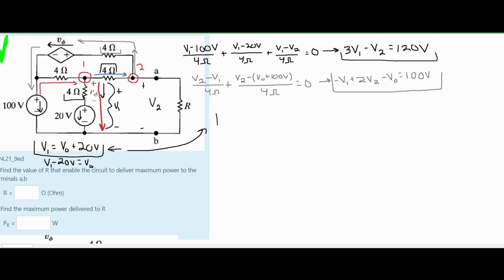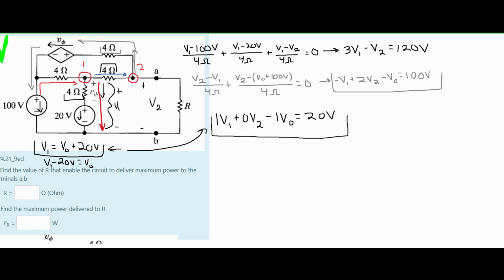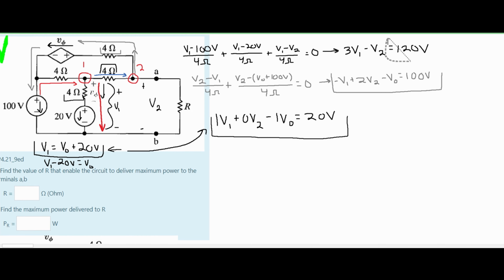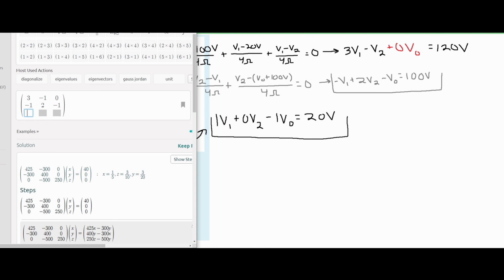We're going to have a 1 V1. We don't have a V2, so we're going to do plus 0 V2. This will help when we plug it into a matrix calculator. Minus 1 V0 is equal to 20 volts. So this is what we would be plugging into our matrix calculator. Checking the first equation, we should add a V0 just so we can make sure that when we plug it into a calculator, it's going to be correct. So in our first part, we will have a plus 0 V0, and that's equal to 120.